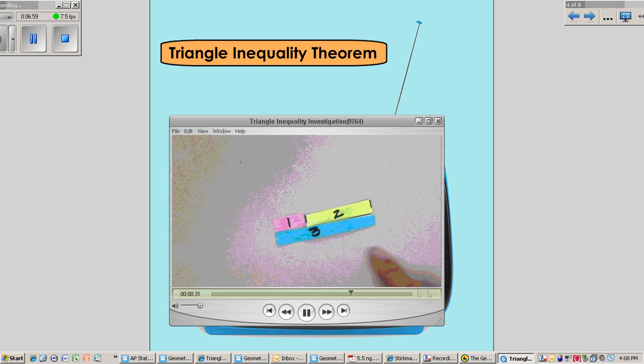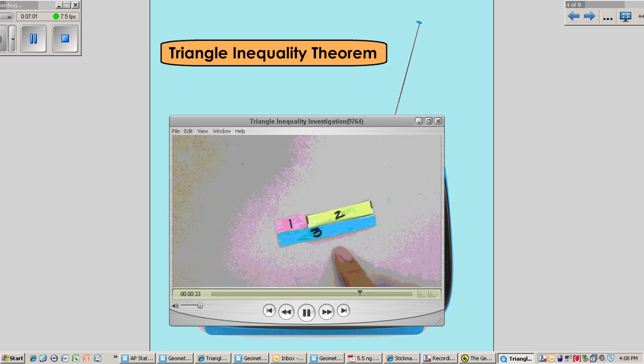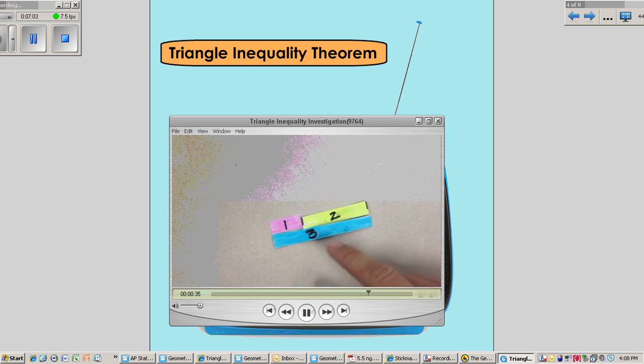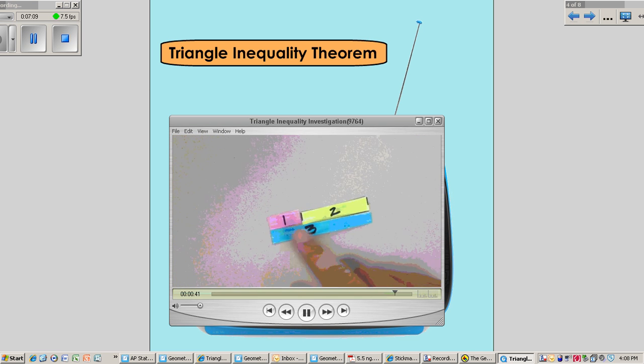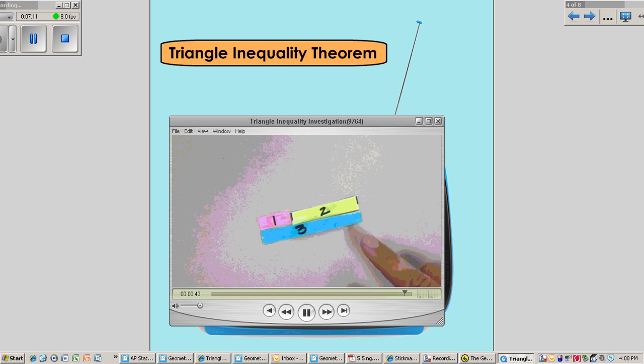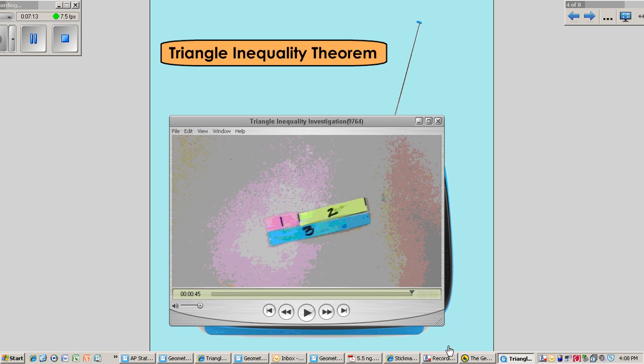And the reason for this is because the 1 inch segment plus the 2 inch segment is going to equal the 3 inch segment. So by the time they're able to all touch one another, they're not making a triangle. They're just making a line segment, and that's about it.